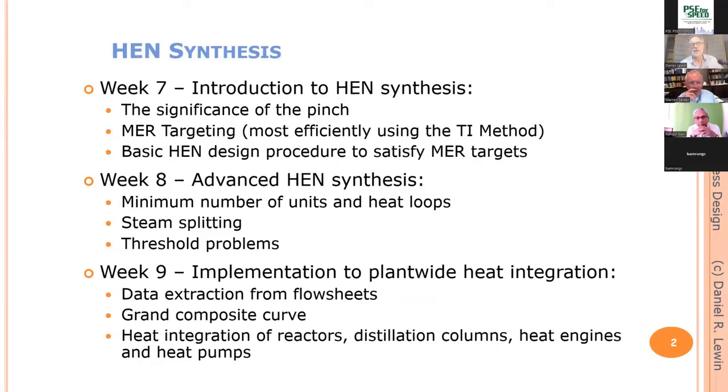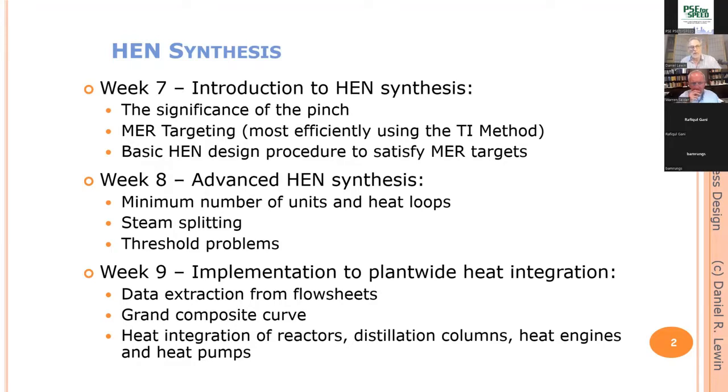We teach both the composite curve and the TI method during the lectures, but I will only cover the TI method very briefly in my presentation today. In any case, it's the most efficient way to do this, but has less of a physical intuition. That's why we do both. And finally, they have to do basic HEN synthesis for very simple problems involving, let's say, 2 hot streams and 2 cold streams. That's what they would be doing in the first week.